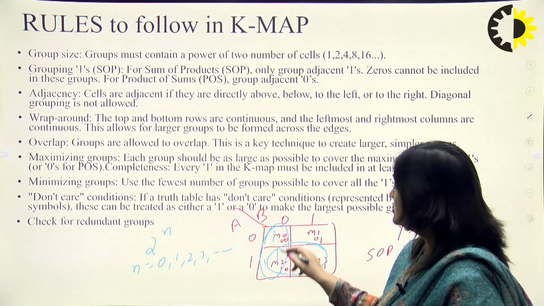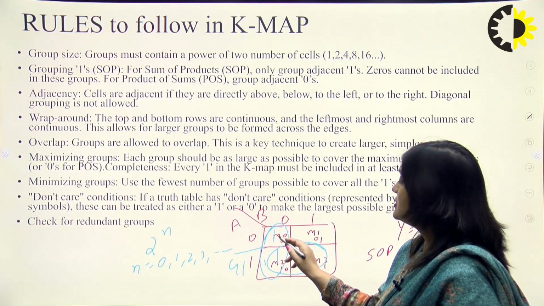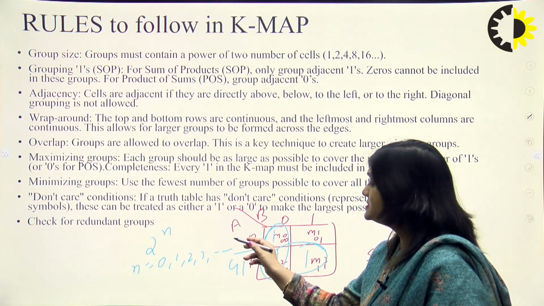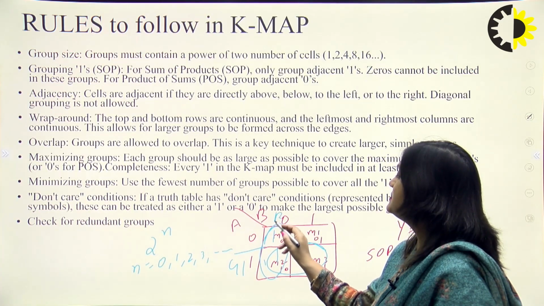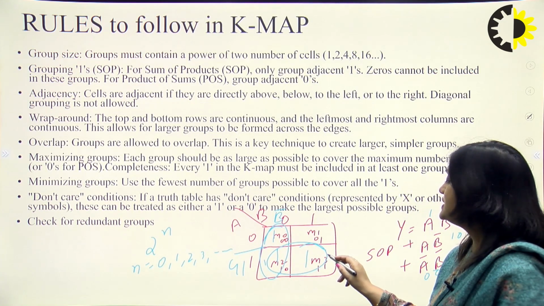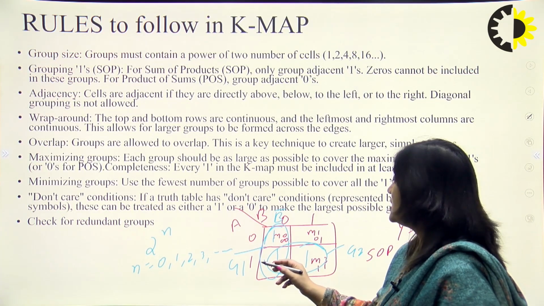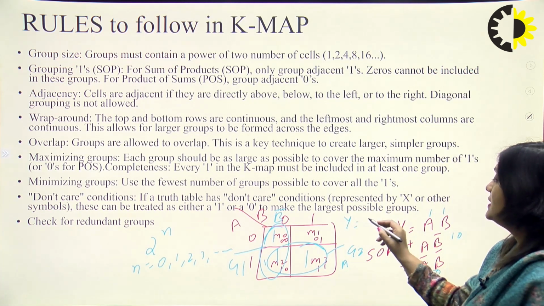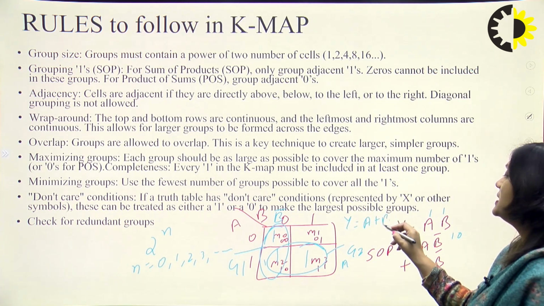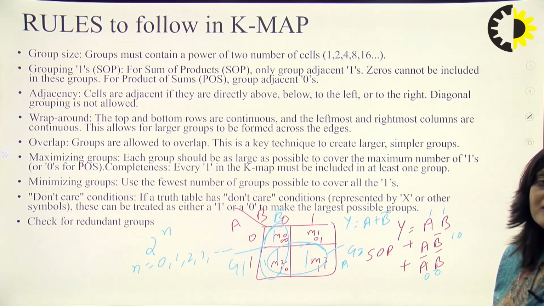Now we have to give a name to this group, that is G1. For these two ones the rows are 0 and 1 and the column is the same, that is B bar. For this group, G2, the rows of both ones are the same, that is A. So the final answer is A plus B bar. This is the simplified value of the expression AB plus AB bar plus A bar B bar.